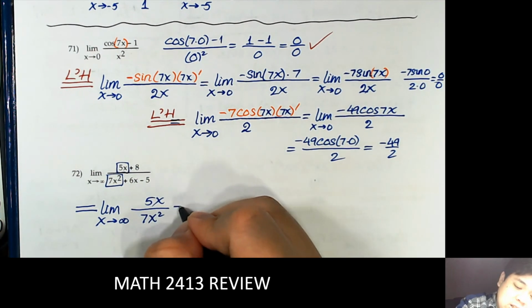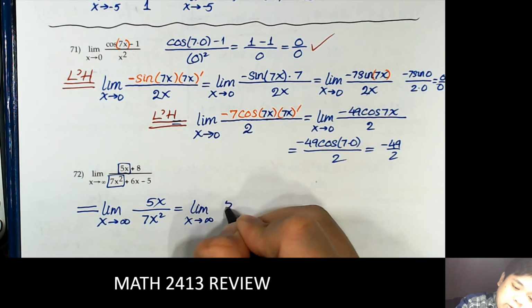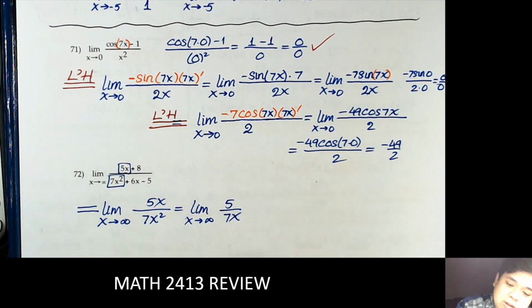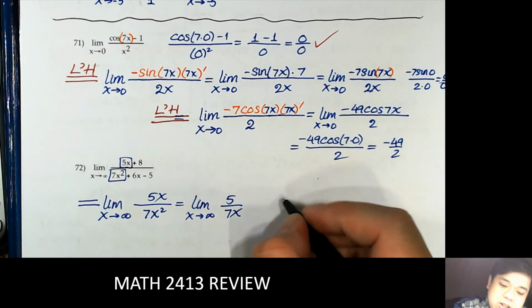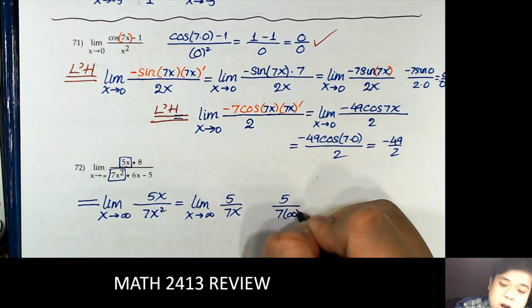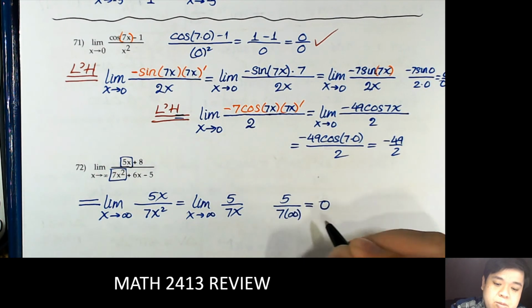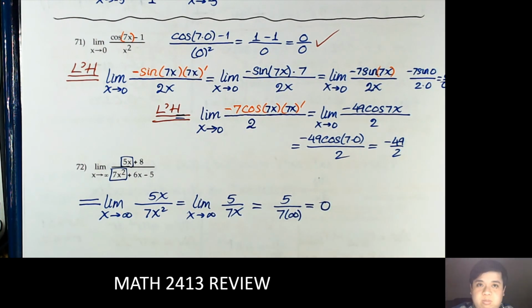Cancel out the x. 5 over 7x. If we put infinity into it, the top is a finite number, the bottom is infinity, so the limit goes to 0. Much better than using the L'Hopital rule. That's what we do, really.